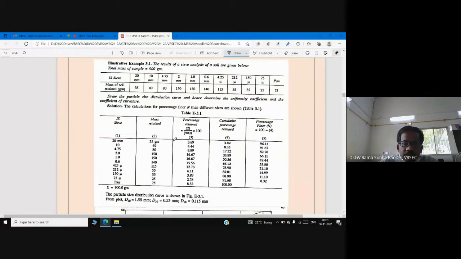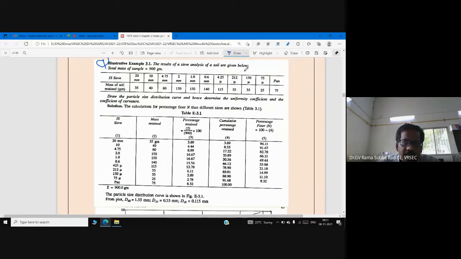In this lecture, we are going to discuss one numerical example on grain size distribution curve and how to determine uniformity coefficient and coefficient of curvature. So this is an example problem. Now let me start the question.